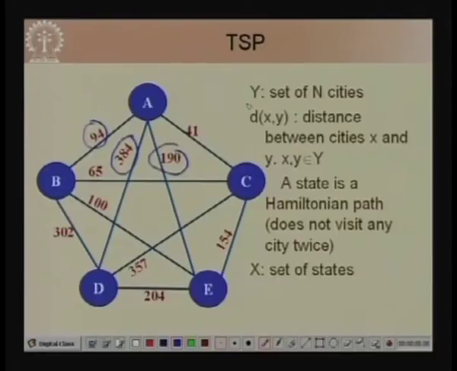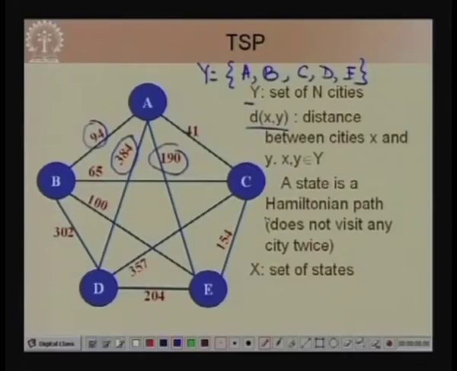So, we represent by Y the set of cities. In this case, Y is equal to the 5 cities A, B, C, D and E. We represent by this distance function dxy the distance between cities x and y. Now, corresponding to this travelling salesperson problem, we will design the state space.